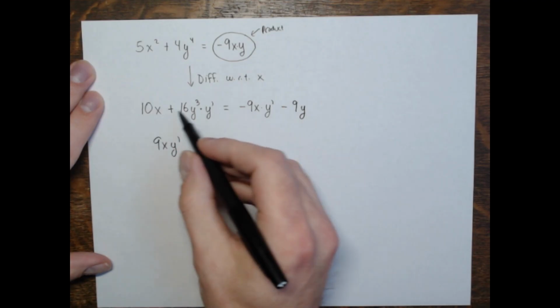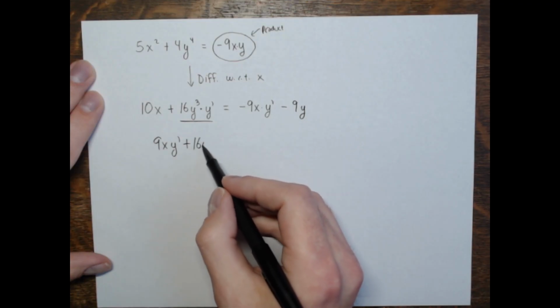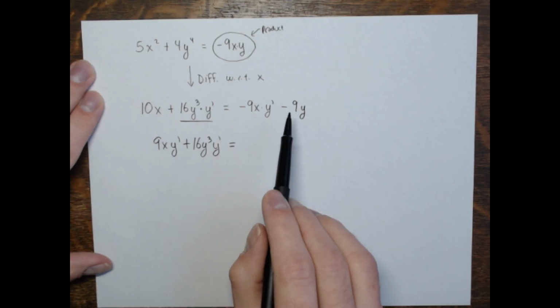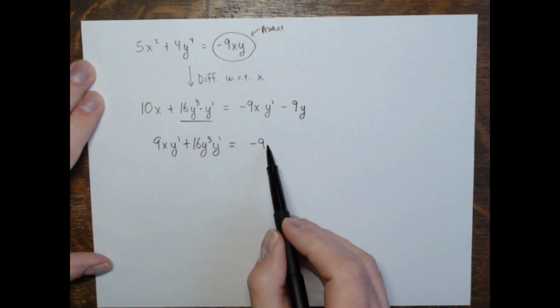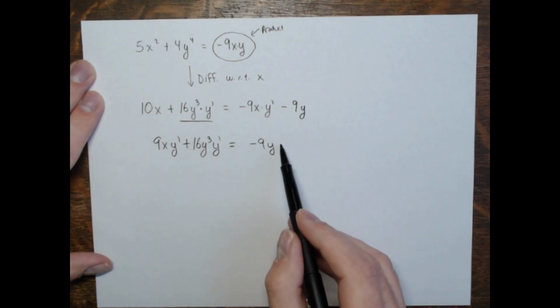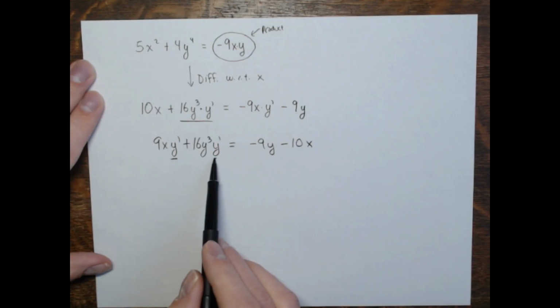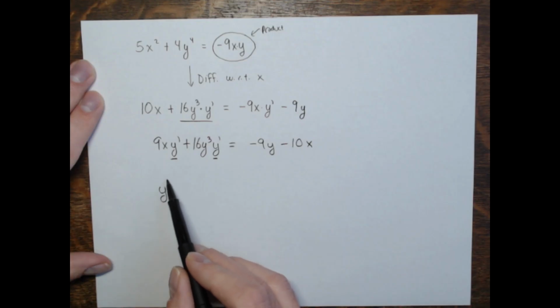y prime to the left side here, and then you still have the positive 16y cubed y prime over here. And then all the terms that don't have y prime, so negative 9y, and then minus 10x, put all that on the right side. And then if you were to factor y prime out, divide by what's left, we'd get the following.